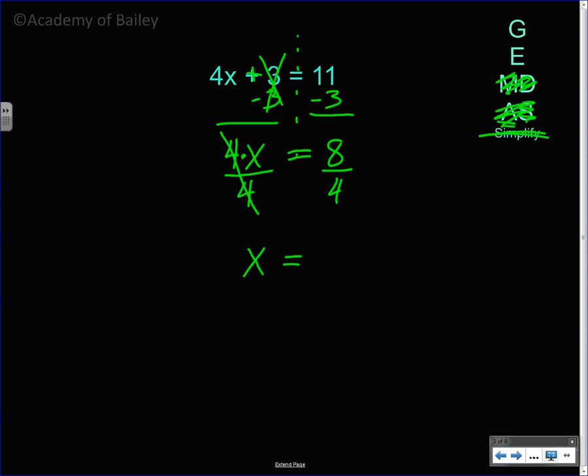What is 8 divided by 4? That is 2. And this one's a pretty easy one. You can think about plugging 2 in right there. What's 4 times 2? That's 8, and you add 3 to it. That's 11. You have the correct answer. Nice work.